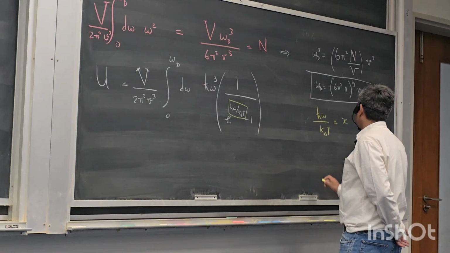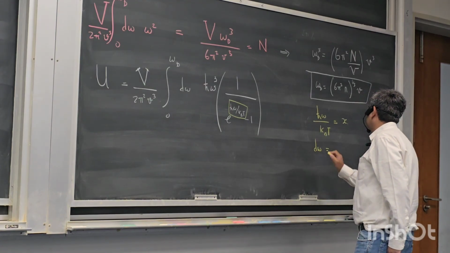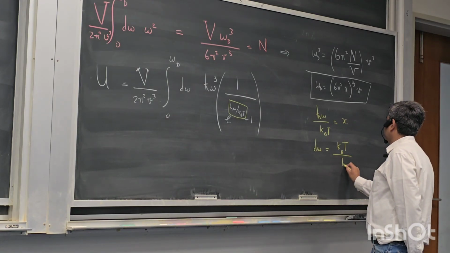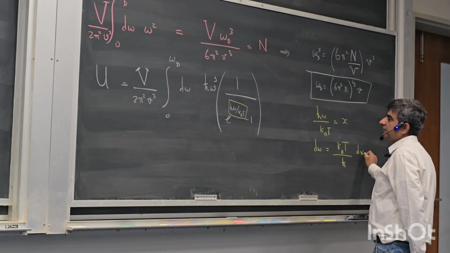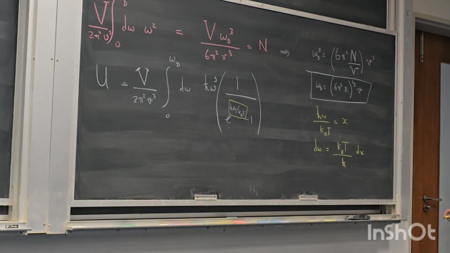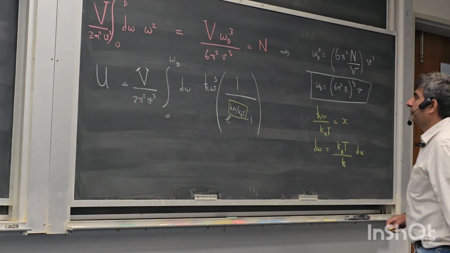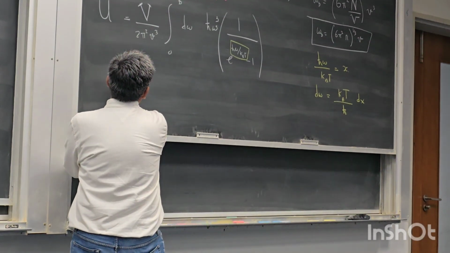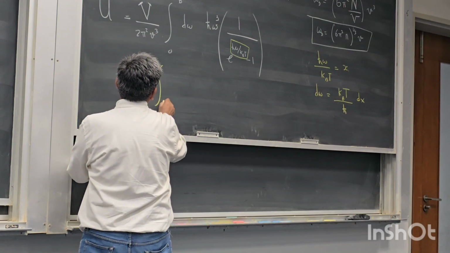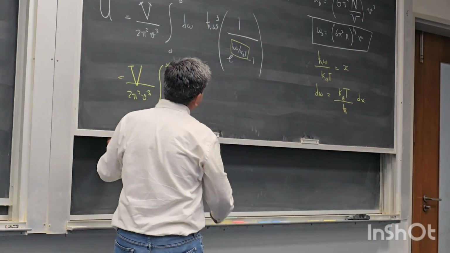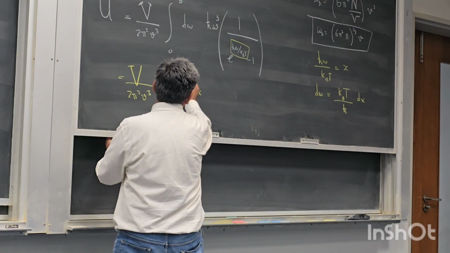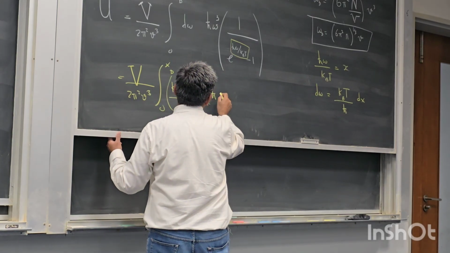So d omega would therefore become kBT over h bar dx. d omega is dx kBT over h bar. So I'm left with V over 2 pi square v cube. This goes from 0 to some xd. So h bar omega cube.